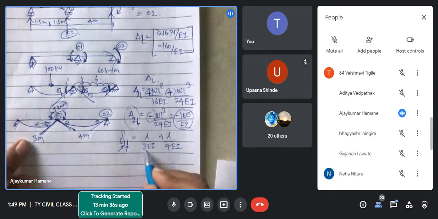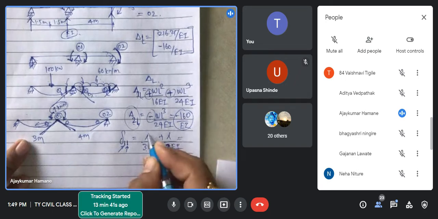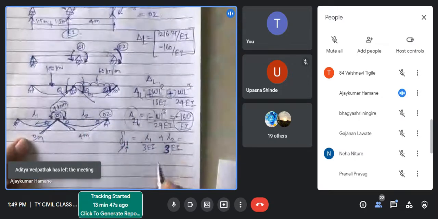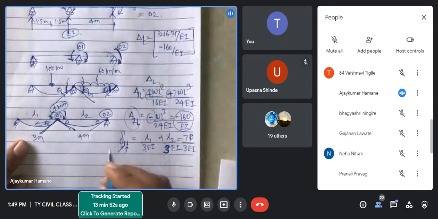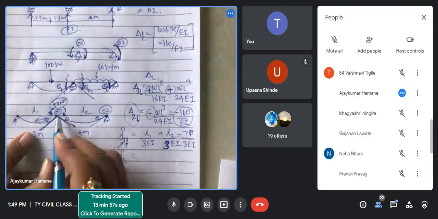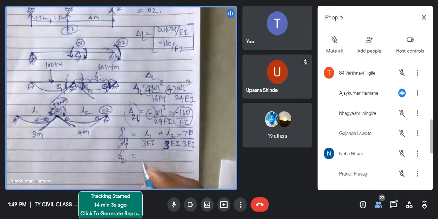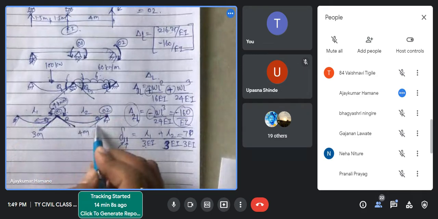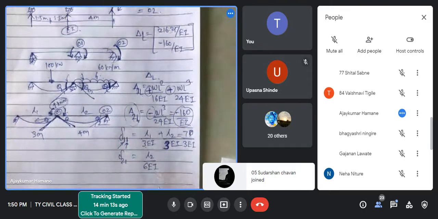This slope is L upon 3 EI, both are 3 EI. So this length I will take L1, this length is L2, L1 divided by 3 EI, L2 divided by 3 EI. We got 7 divided by 3 EI, correct? 4 and 3, 7. Now, what is the delta 2 1? Displacement at 2 when the unit force is applied at coordinate 1. So what did we get? Yes, anyone? Half of the carryover, half of this theta, that means L2 divided by 6 EI, correct?